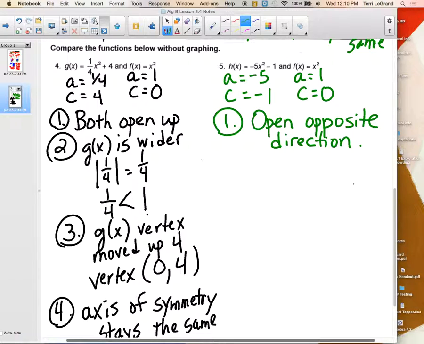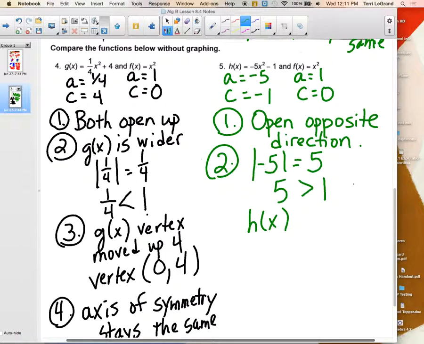And then the A also tells us, our absolute value of -5, what is that? 5. Write that down. Absolute value of -5 is +5. Then the next thing we do is compare that to 1. What relationship does 5 have to 1? Greater than. So that tells us what? That it opens wider. Okay, we're really on number 2 here. So we're going to say that H of X is wider? Skinnier, because remember when the A value's absolute value is greater than 1, it gets skinnier, not wider.